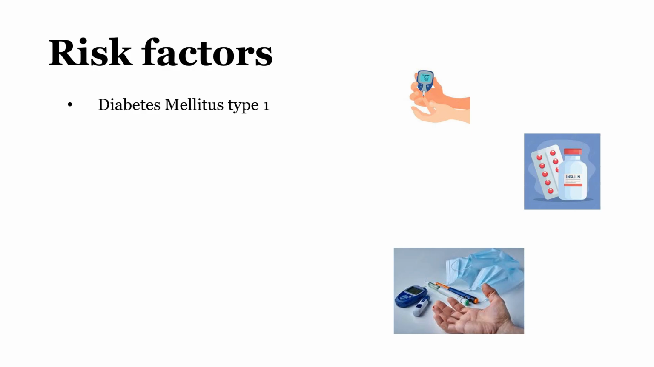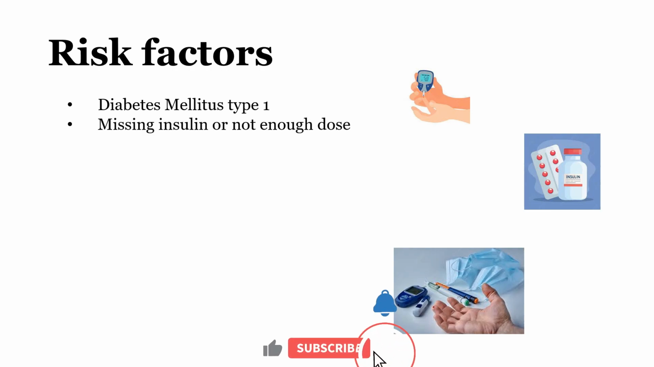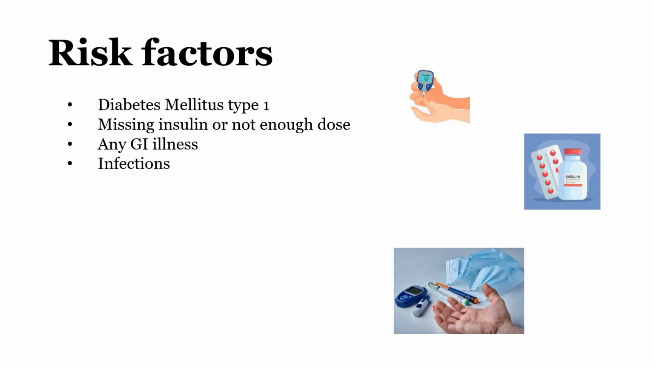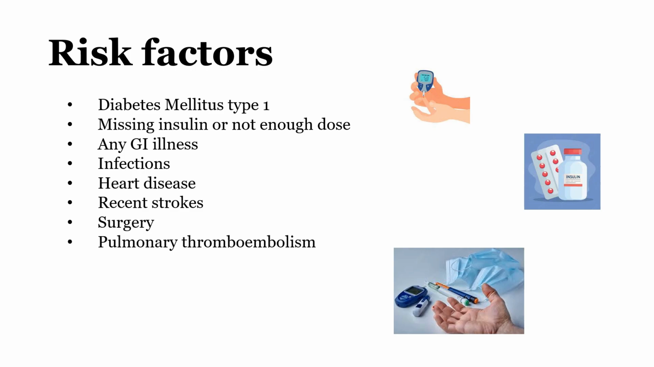They are more prone to have hyperosmolar hyperglycemic non-ketotic acidosis, where you may have the same sort of symptoms. Other risk factors: missing insulin more frequently or not taking insulin as prescribed, any gastrointestinal illness, infections, heart disease, recent strokes, surgery, pulmonary thromboembolism, any trauma, pregnancy, steroids or antipsychotics, illegal drugs such as cocaine.